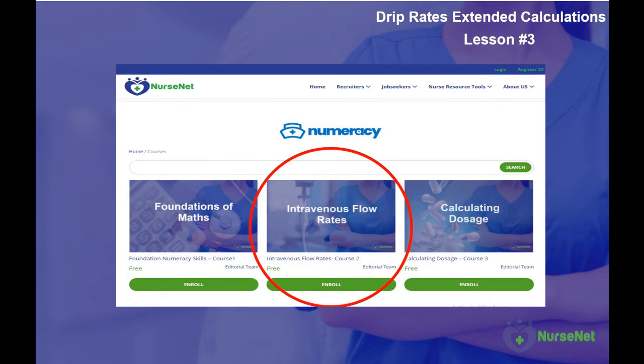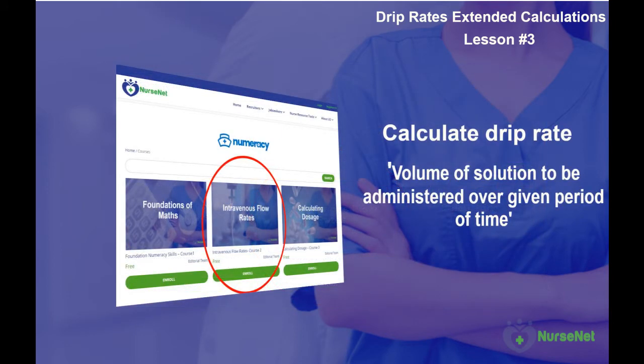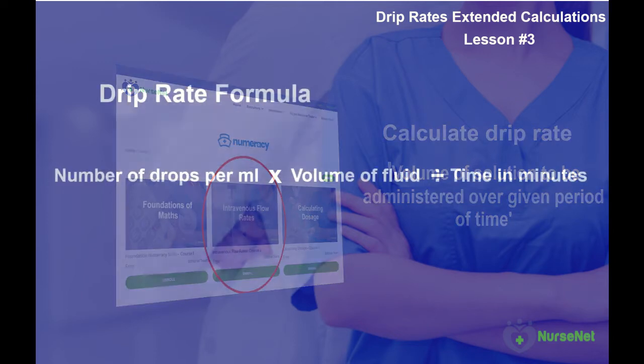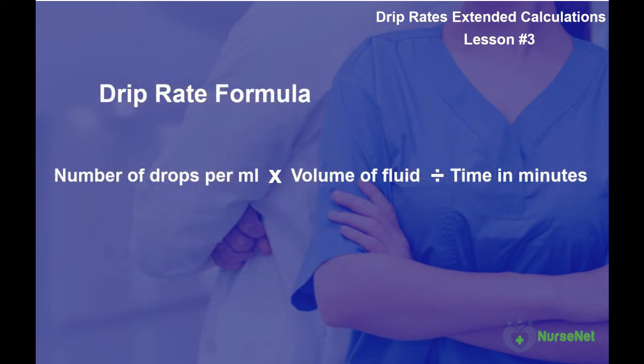In the previous lesson, we looked at calculating the drip rate if we were given the total volume of solution to be administered over a given period of time, using the formula number of drops per milliliter multiplied by the volume of the fluid divided by time in minutes. But let's look at another type of drip rate calculation you're likely to come across in your nursing practice.